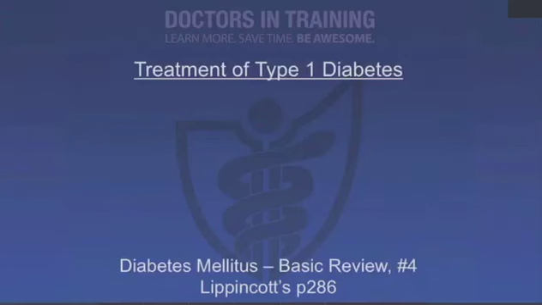The treatment for type 1 diabetes: these patients cannot make insulin. They have completely lost their beta cells. They cannot make any insulin, so they require exogenous insulin. They are dependent on insulin shots to survive.